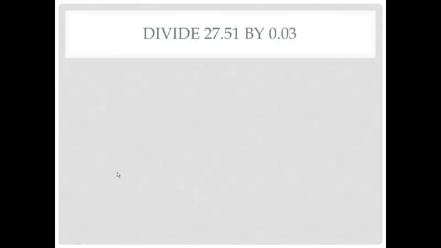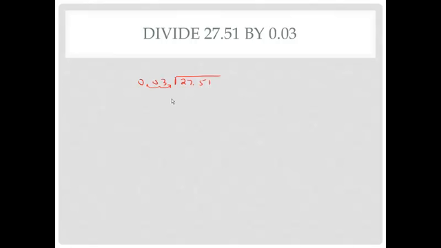Okay, divide 27.51 by 0.03. Now the key here is that we don't divide by decimals when we do long division. So when I'm setting this up, the first thing I have to do is make this number on the outside into a whole number by moving my decimal over until it can't go any farther to the right. So I'm going to move it 2 places there, just after the 3.